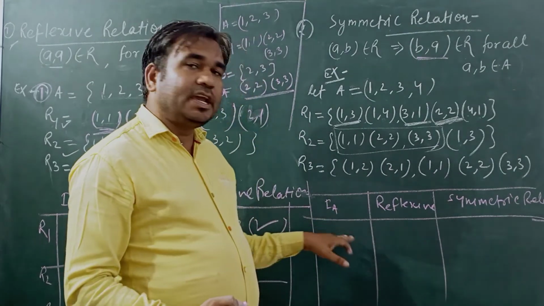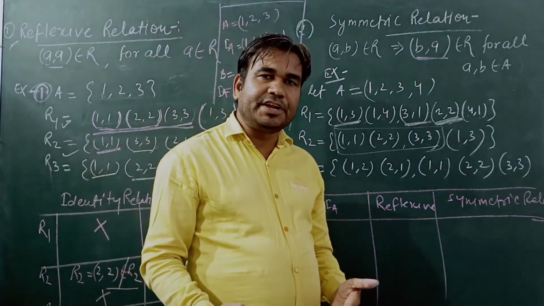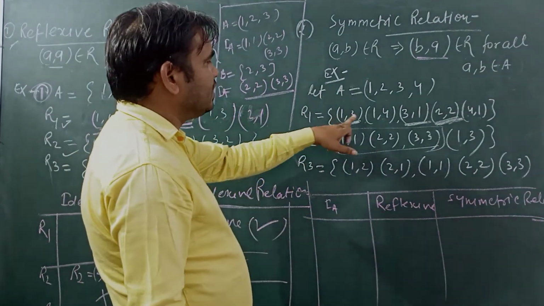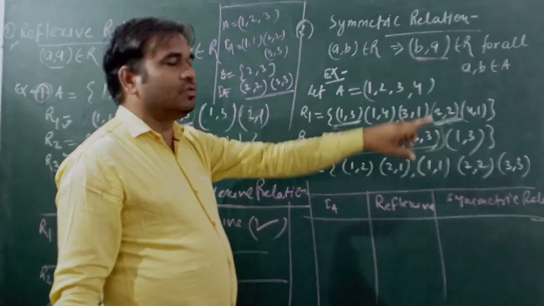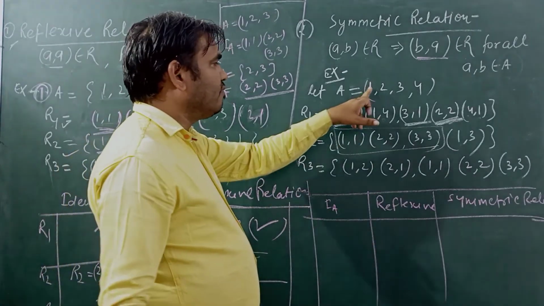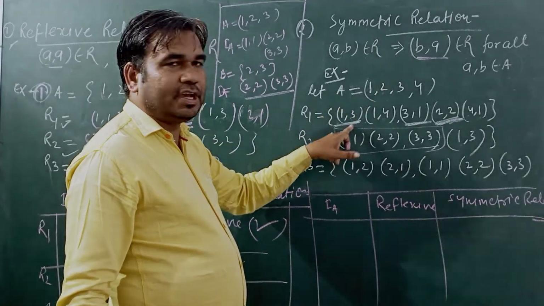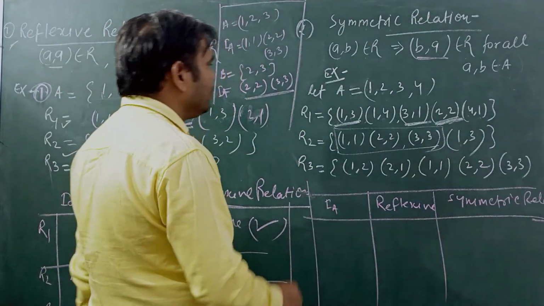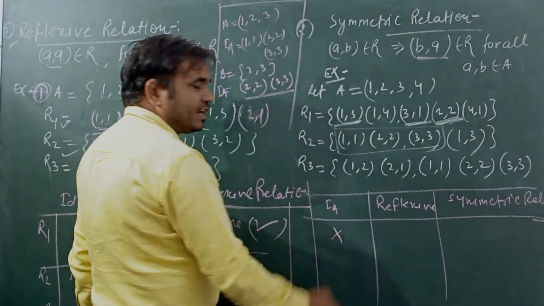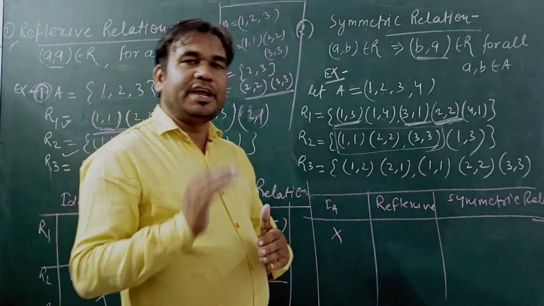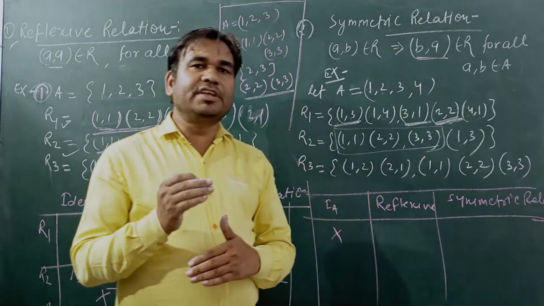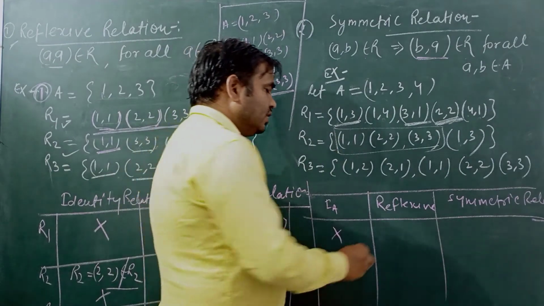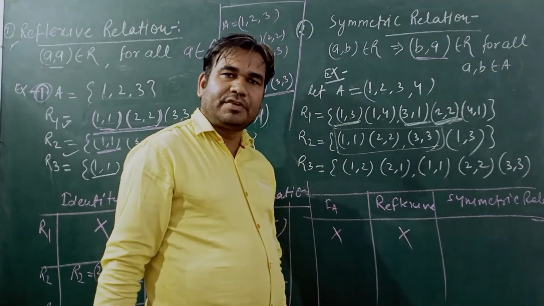Here IA means identity relation. R1 is (1,3), (1,4), (3,1), (2,2). It means (1,1) is not here, (2,2) is here, (3,3) is not here, (4,4) is not here. So this is not identity relation. If any relation is not identity, it should not be reflexive. So this is not reflexive relation.